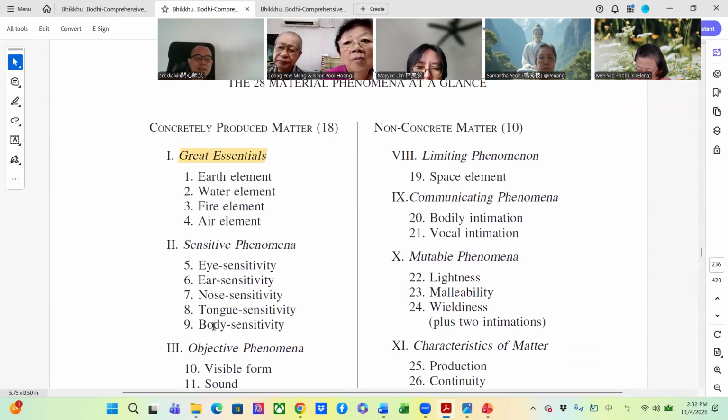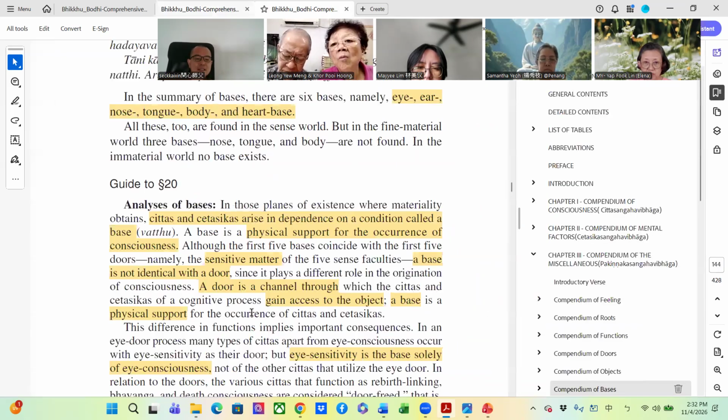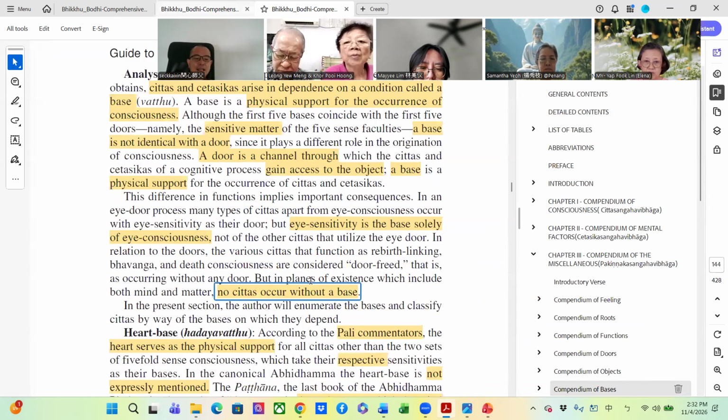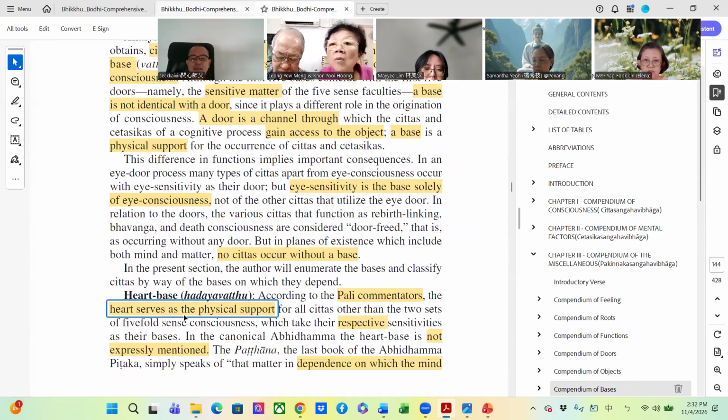You see the bases. 1, 2, 3, 4, 5 is the body sensitivity, but for the bases, it could be a little bit different. Why? Class, take a look. Actually the base is not identical with the door. Why? Because the last one is the heart base. Basically heart base itself will be different from the others. All consciousness arises needing the heart base.